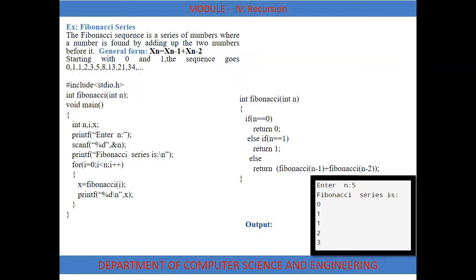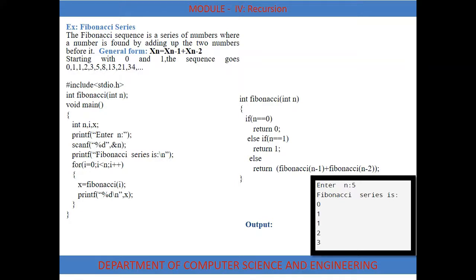Is 3 equal to 0? No. Is 3 equal to 1? No. Again go for the else part. That is, Fibonacci 3 is replaced by Fibonacci of 3 minus 1 plus Fibonacci of 3 minus 2. That is Fibonacci of 2 plus Fibonacci of 1.